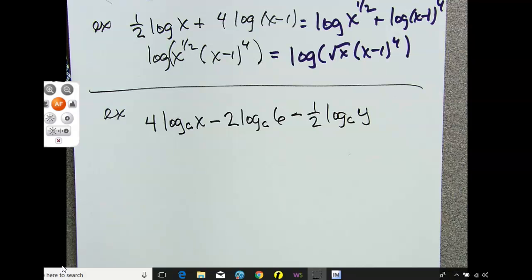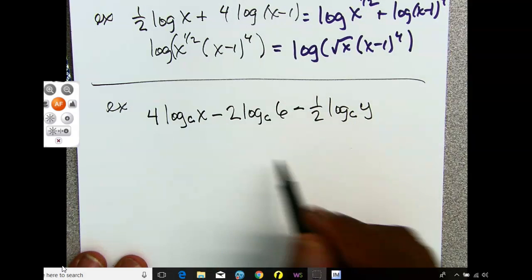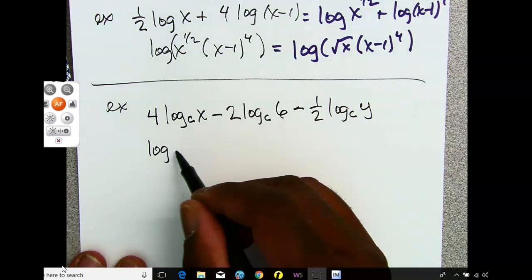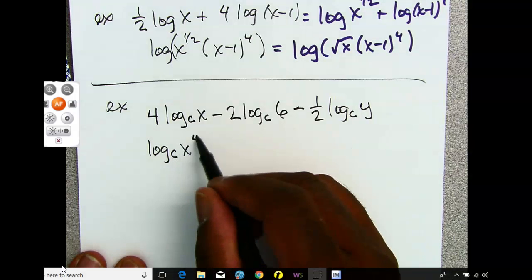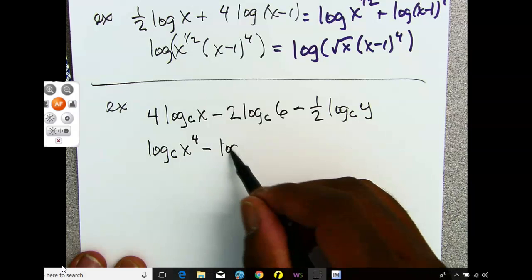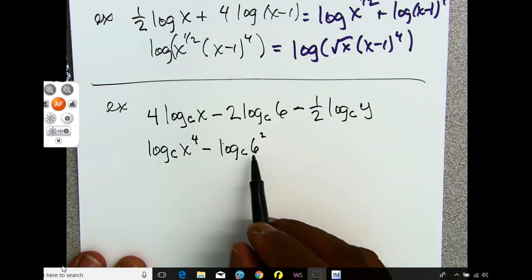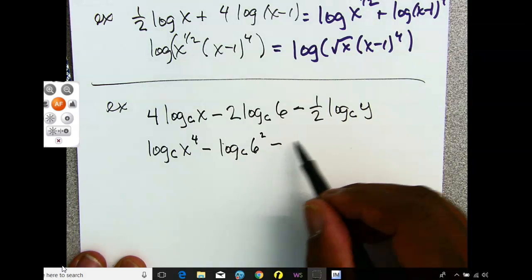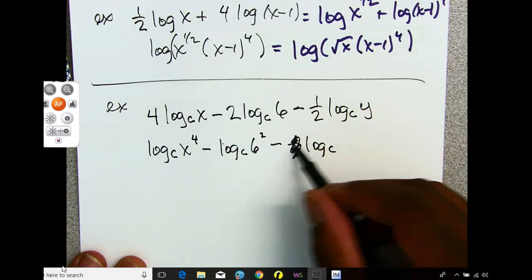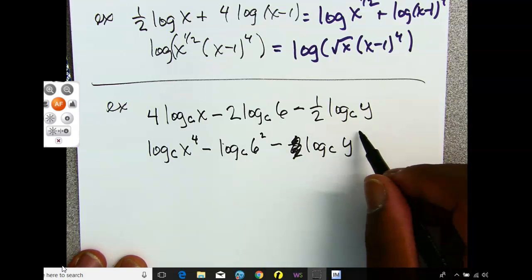It seems as though all 3 of these logs, they have a coefficient in front of the log. So remember, that coefficient has to be 1. So we are going to have to use our power rule. So log base c of x to the fourth minus log base c of 6 squared, and that'll give us a constant, that's 36, minus 1/2 log base c, minus log base c of y to the 1/2. Okay.